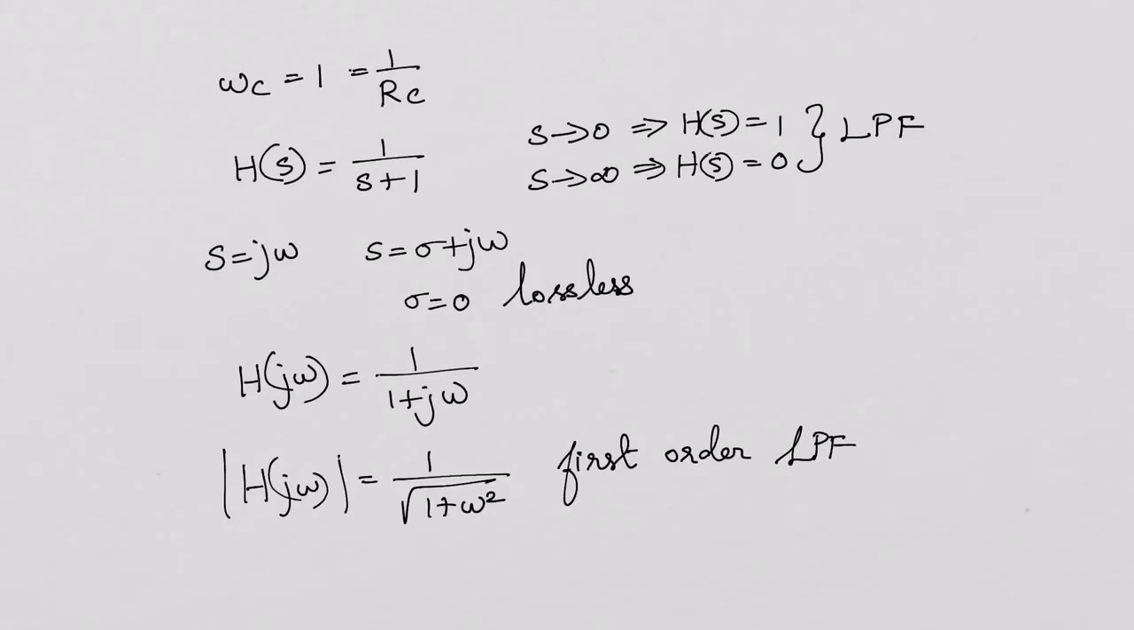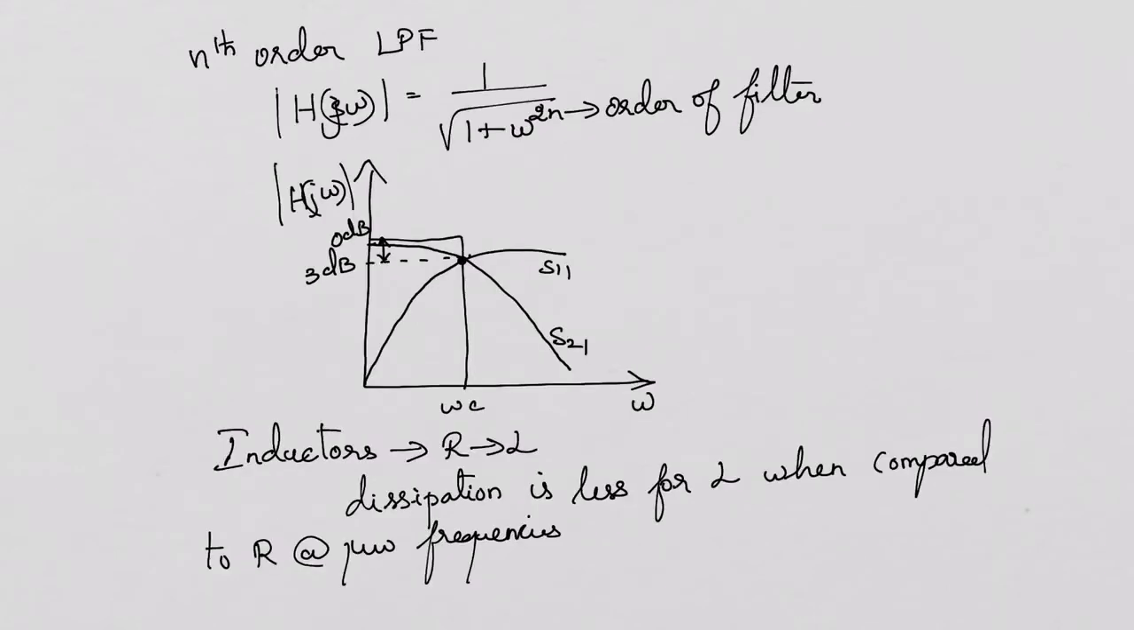So, from the transfer function itself, we can easily understand what type of filter this is. And when you substitute S is equal to j omega, actually S is equal to sigma plus j omega, is it not? So, here we assume the lossless situation, and therefore the attenuation factor sigma is 0, and therefore S is equal to j omega. So, when you substitute S is equal to j omega in the expression H of S, H of j omega is equal to 1 divided by 1 plus j omega. So, the magnitude of it is equal to 1 by root of 1 plus omega square. So, this is the magnitude response of the first order low pass filter. Whereas for nth order filter, it will be 1 divided by root of 1 plus omega power 2n, where n is the order of the filter.